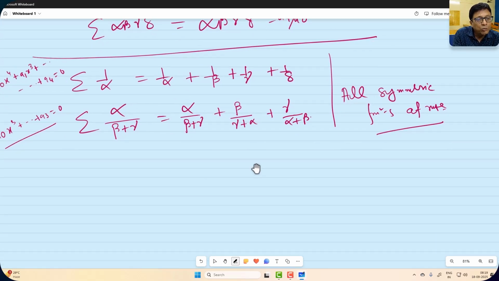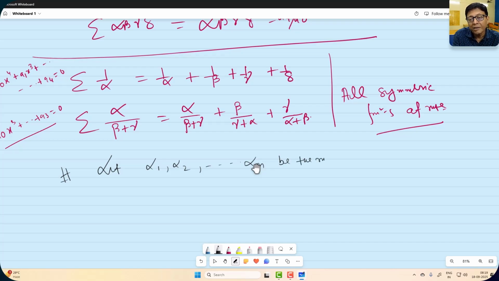Okay, so we start this manner. Let alpha 1, alpha 2, alpha n be the roots of A0 x to the power n, A1 x to the power n minus 1 plus and so on equal to 0. These are the roots of this.